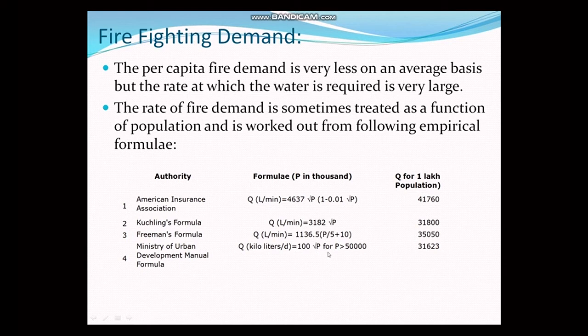Here, as for the Ministry of Urban Development manual formula, this formula is applicable where the population is more than 50,000, and Q, that is the supply rate of water during firefighting, is measured in kiloliters per day.